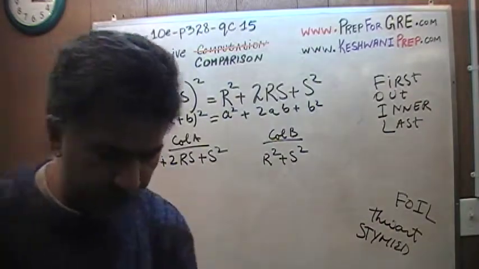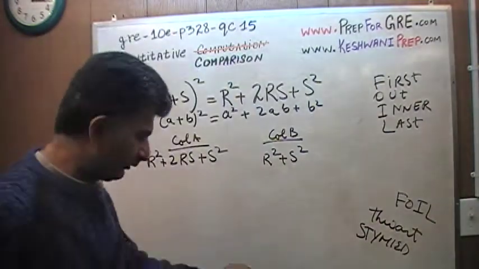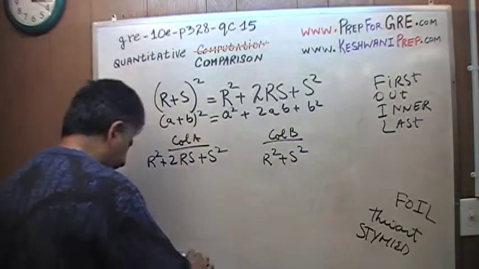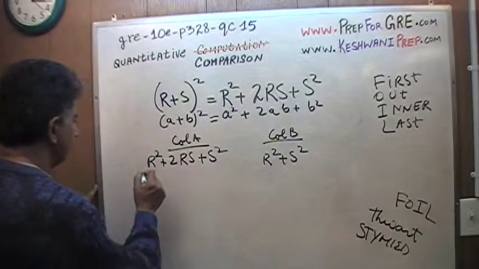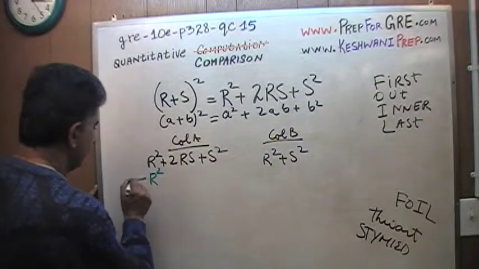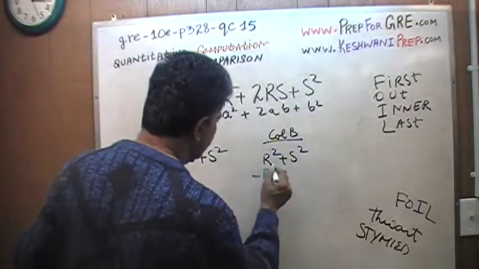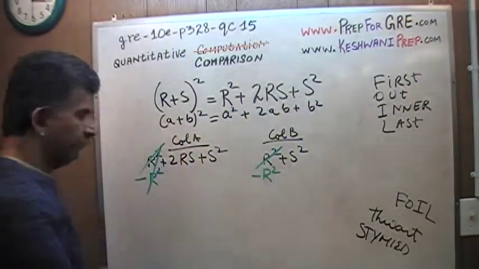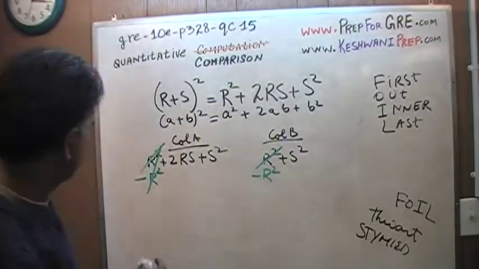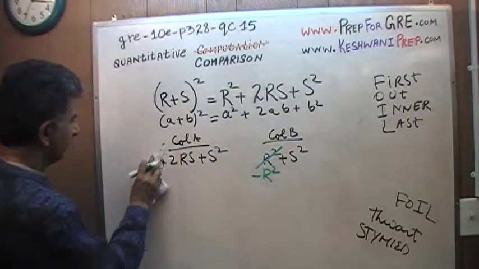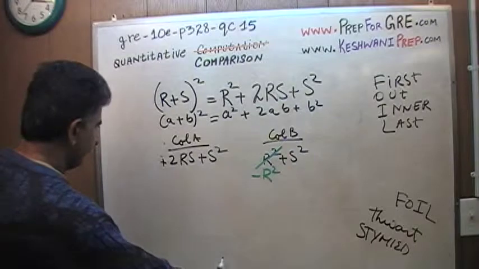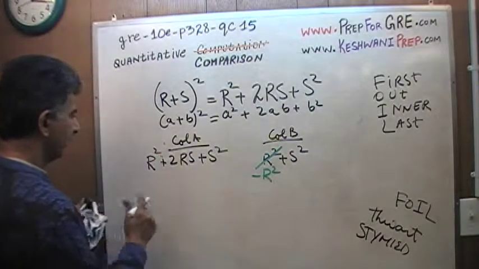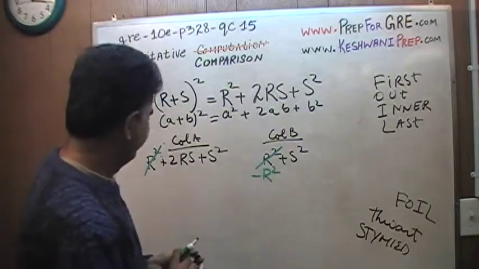Which is exactly what we're going to do here. R squared appears in both columns. So I'm going to subtract R squared from both columns. If I subtract R squared from here and subtract R squared from here, this R squared drops out. So I'm not going to show the childish step of this part here. It just drops out. When you subtract R squared from both columns, it just goes away.